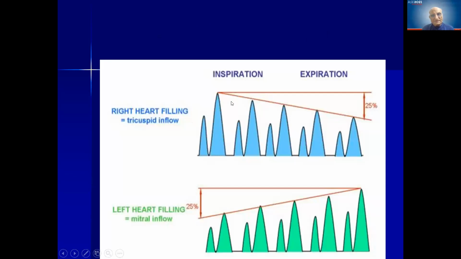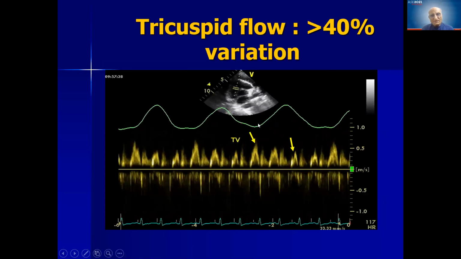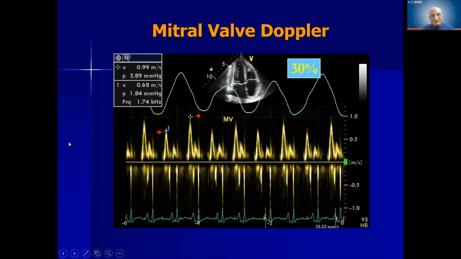Now see again the tricuspid valve. During inspiration, because more flow goes into the RV, there is an increase in the velocity of flow in the RV as compared to expiration, when more flow goes into the LV. And this is shown here. This is expiration, this is inspiration with more flow, and this is expiration with less flow now. So this is increased filling during inspiration, and it is the opposite of the mitral valve.